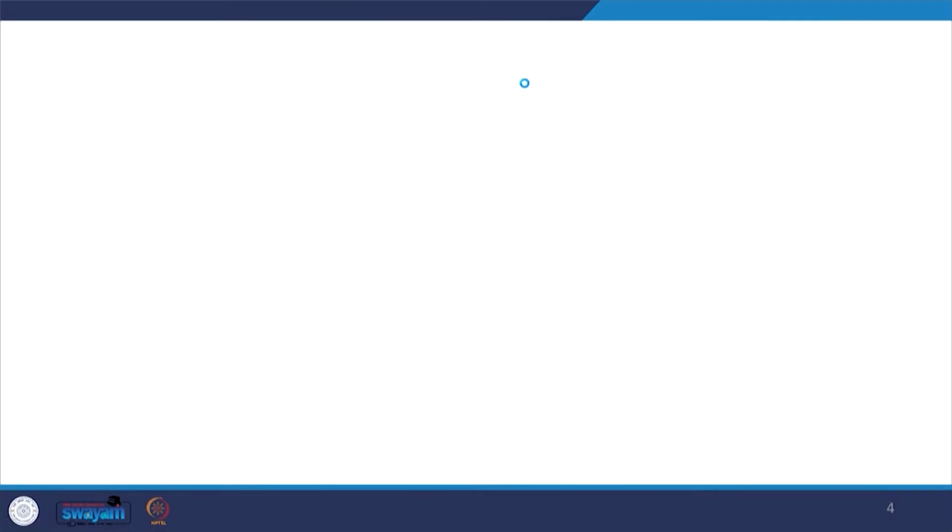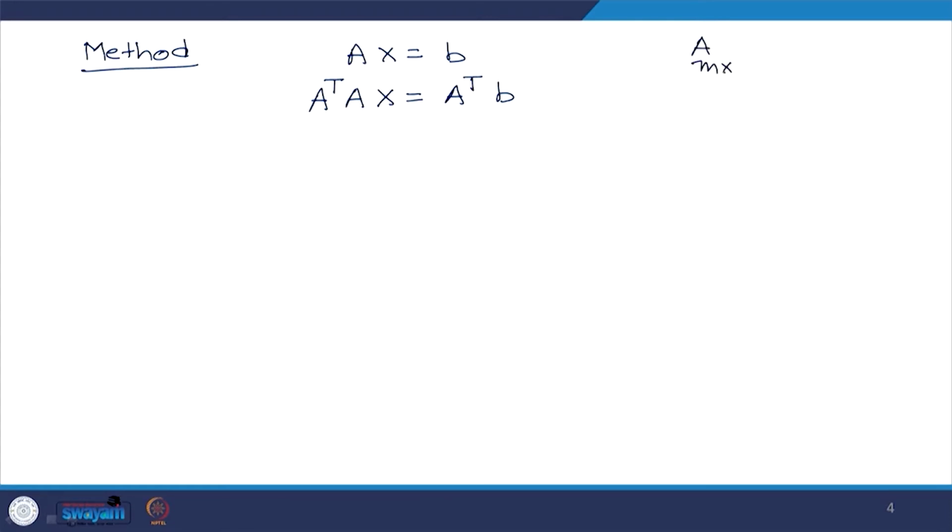So, how to do it? The easiest way is, we have Ax equals b. What you do is multiply both sides by A transpose. So, A transpose A x equals A transpose b. Here A is an m by n matrix, then A transpose A will become an n by n matrix. If the rank of A is n, then we will have x equals A transpose A inverse, which is a square matrix, and since the rank is n it will be a full rank matrix, so the inverse will exist, times A transpose b.